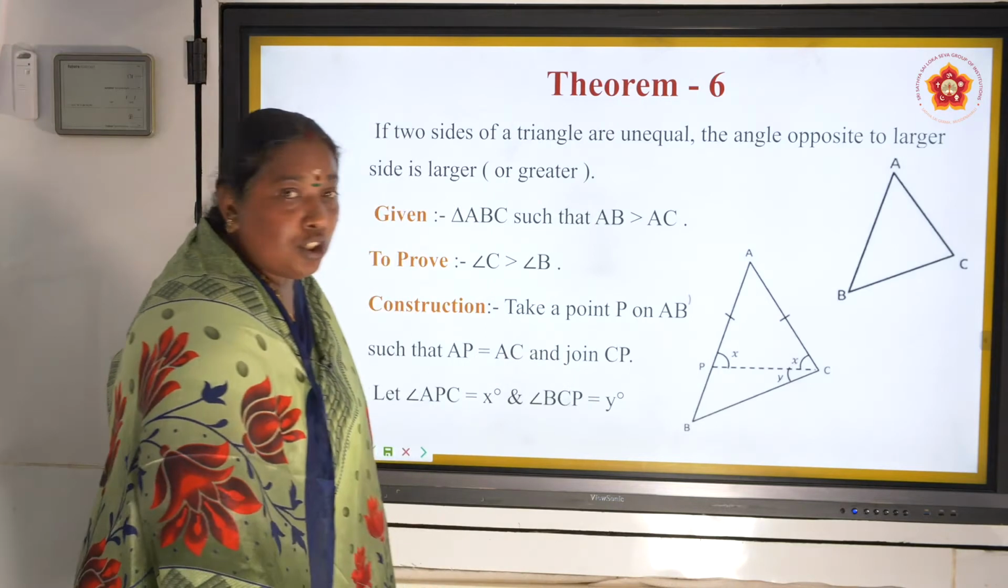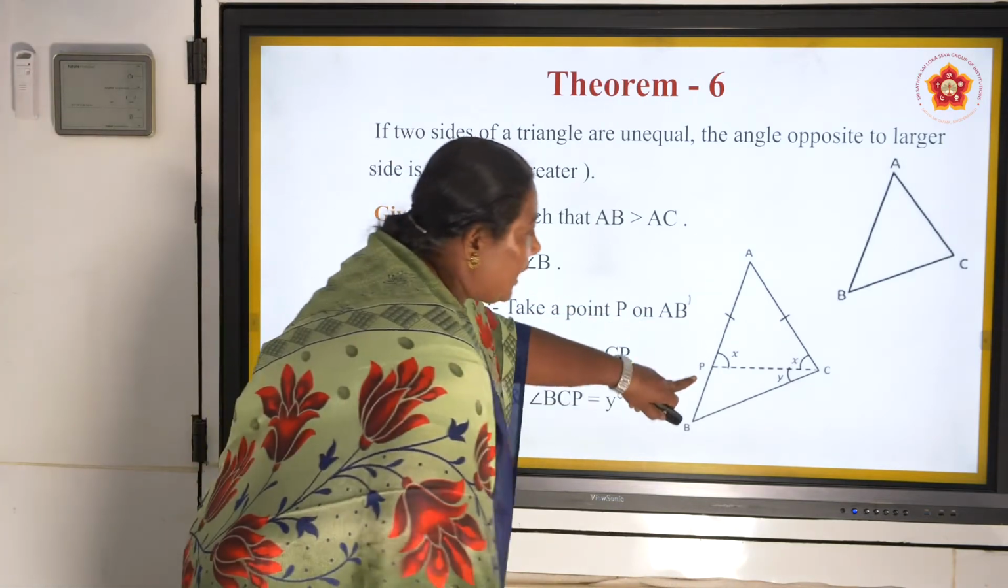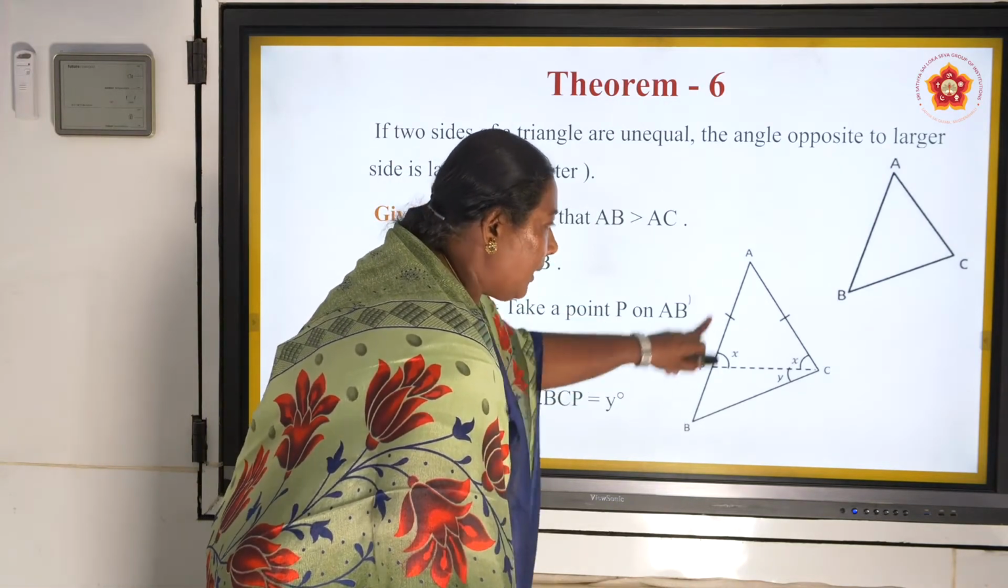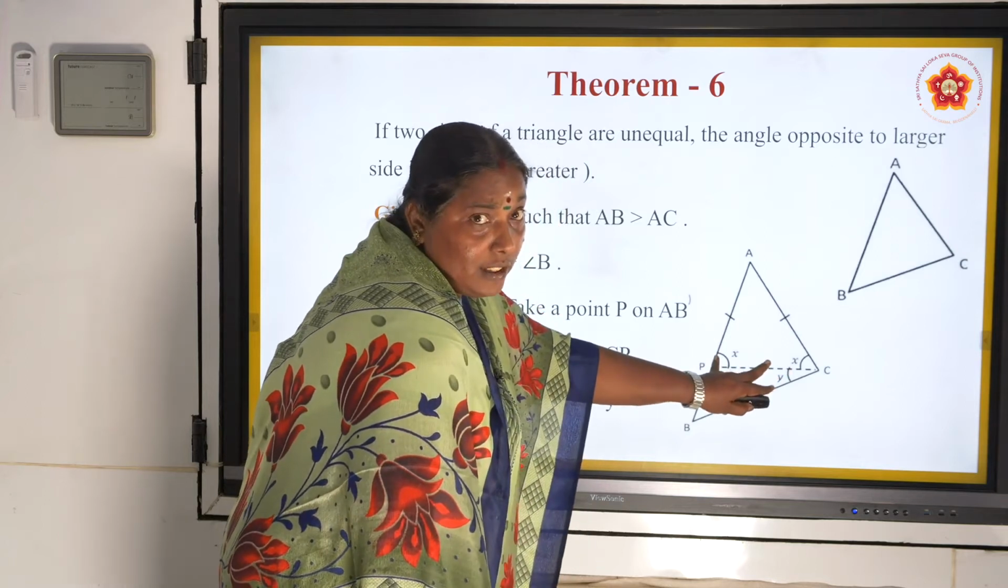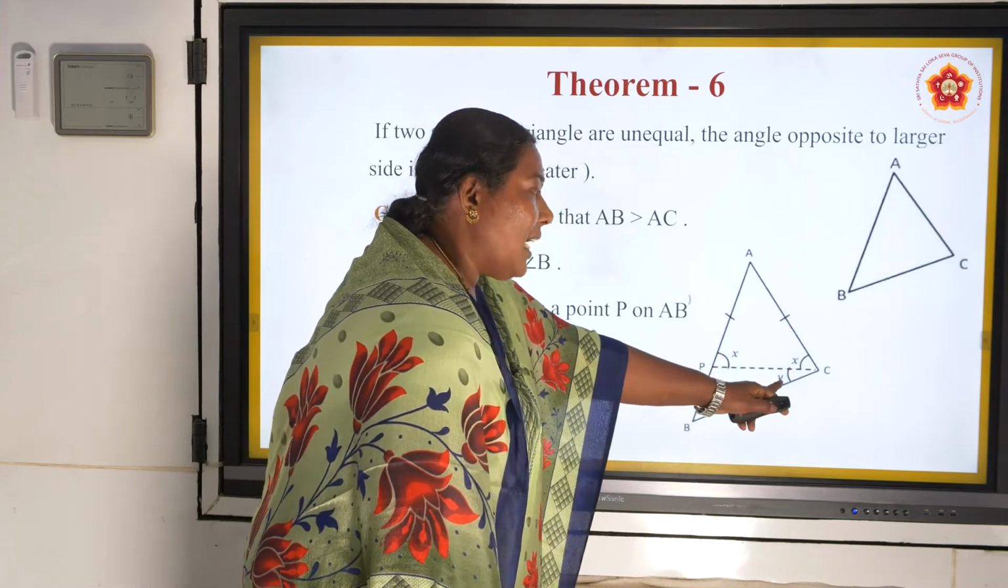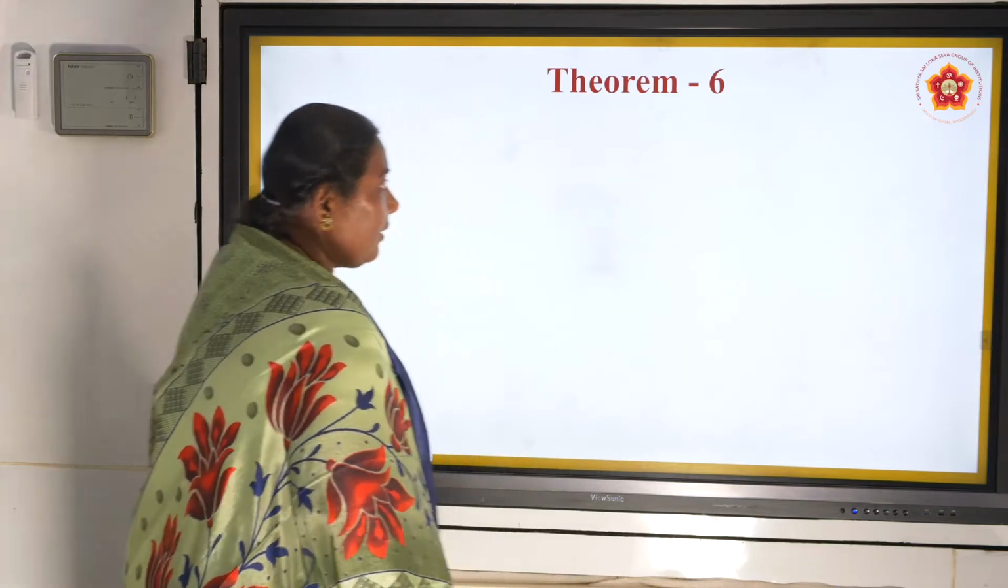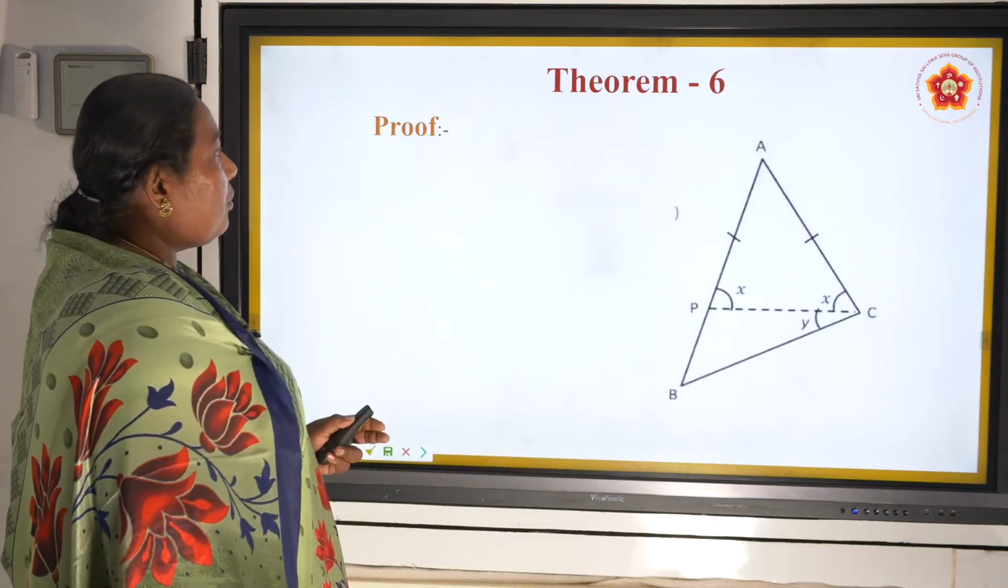This is my new triangle. I am taking a point P on AB such that AP is equal to AC. So I have two equal angles, X and X, and I have marked another angle as Y. So my proof goes like this.